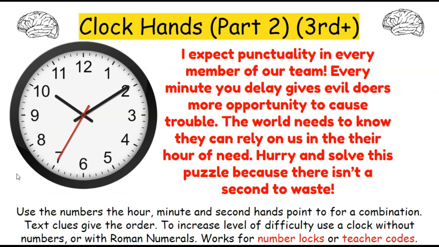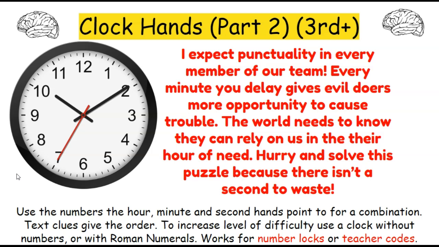This puzzle is titled Clock Hands Part 2. Part 1 was over in the directional puzzles. It's appropriate for 3rd grade and up. It is a mental type puzzle, which means it'll work for a digital or physical breakout. Use the numbers the hour, minute, and second hands point to for a combination. Text clues give the order. To increase the level of difficulty, use a clock without numbers or with Roman numerals. Works for number locks or teacher codes.